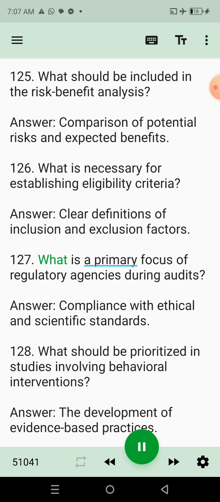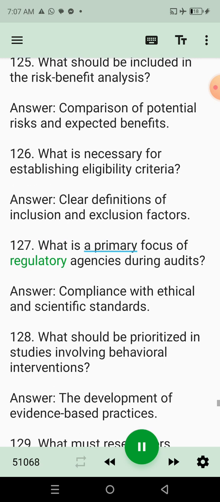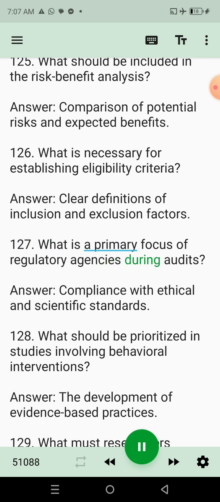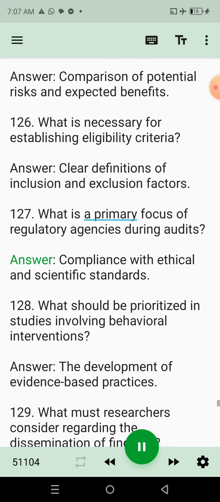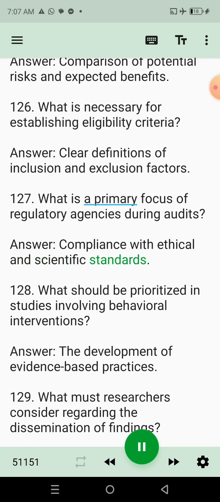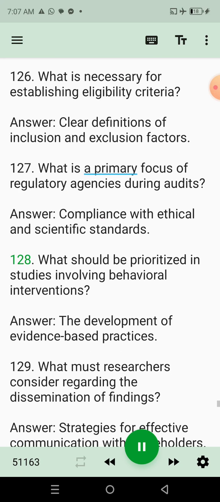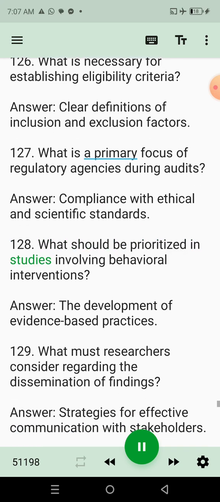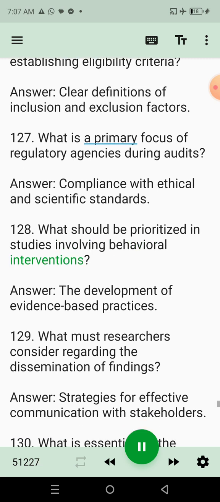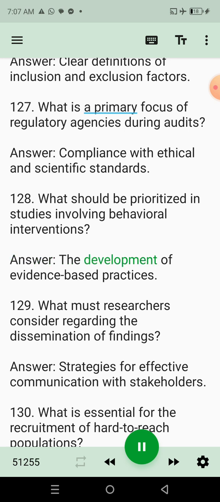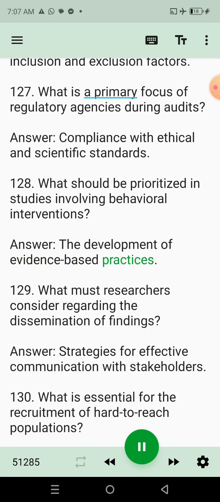127. What is a primary focus of regulatory agencies during audits? Answer. Compliance with ethical and scientific standards. 128. What should be prioritized in studies involving behavioral interventions? Answer. The development of evidence-based practices.